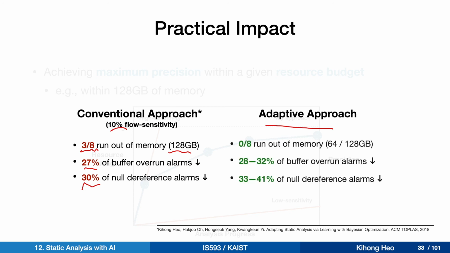But the online approach outperforms the offline technique in terms of both memory utilization and precision. It could analyze all the programs without running out of memory with a given resource budget. And also it was more precise than the conventional approach. It could reduce more false alarms compared to these conventional approaches. That is the adaptive program analysis.